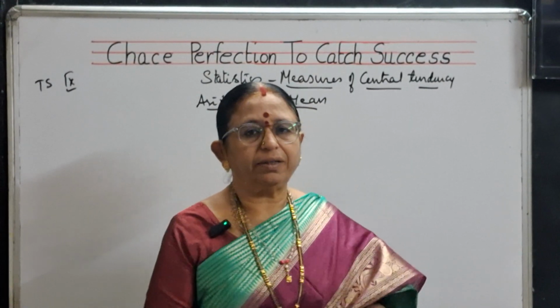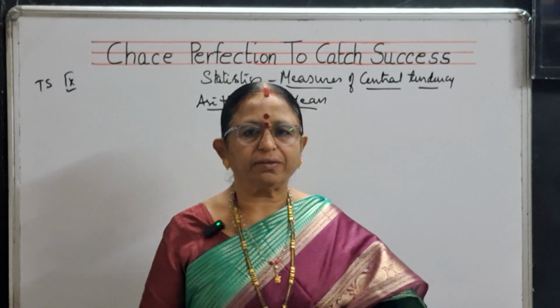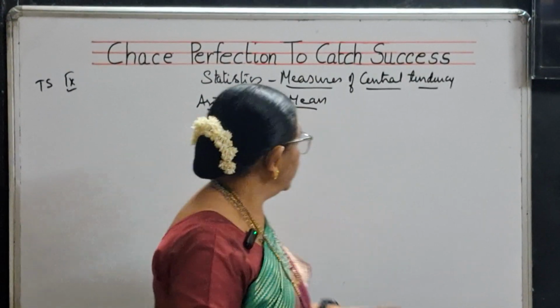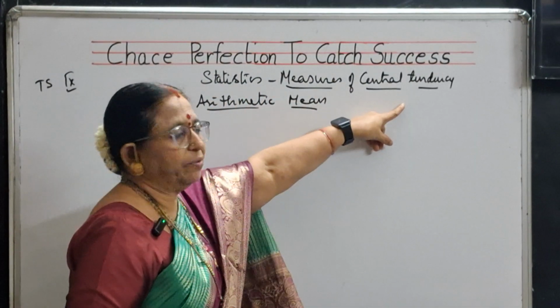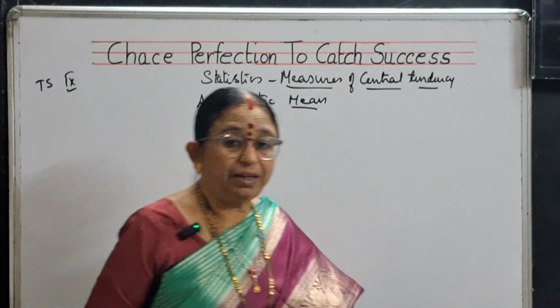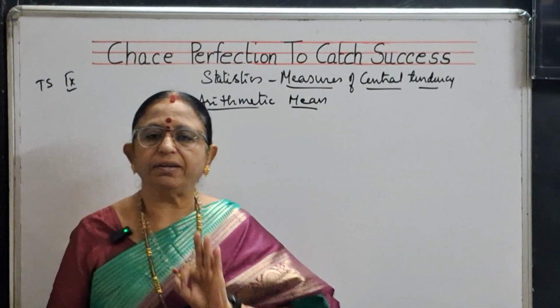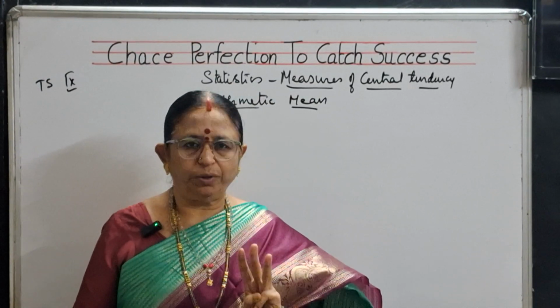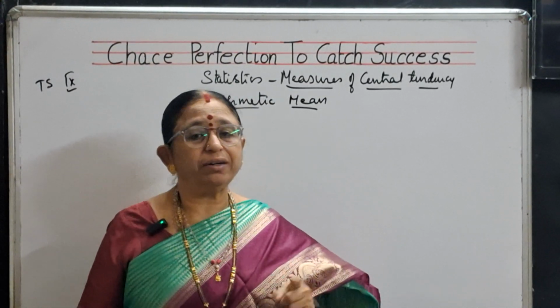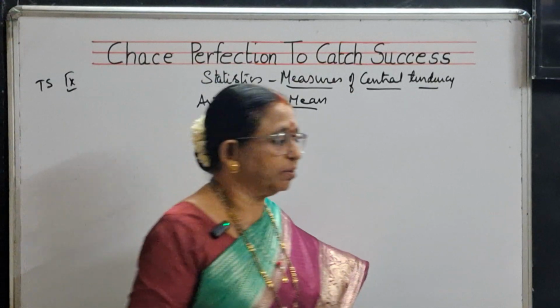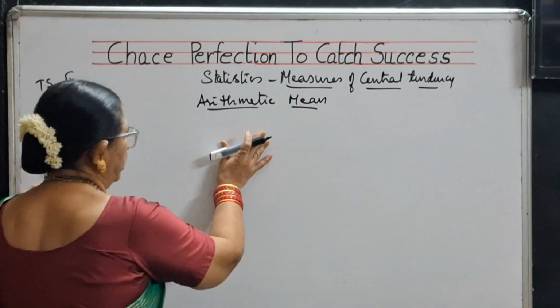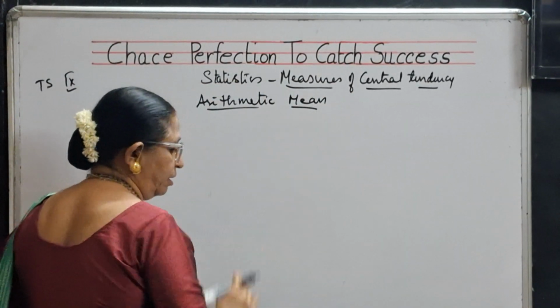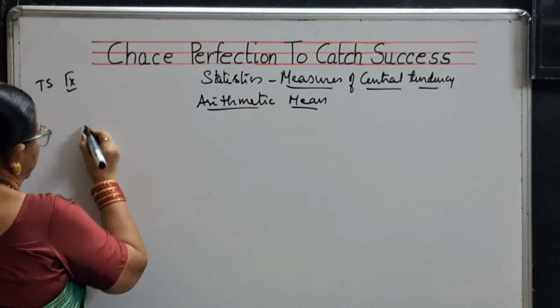I am now doing 9th class maths statistics, and in this statistics we are dealing with measures of central tendency. There are three measures of central tendencies which you are going to learn: mean, median, mode. So today we are learning mean. Mean is also called as arithmetic mean. For this arithmetic mean, you have got raw data.